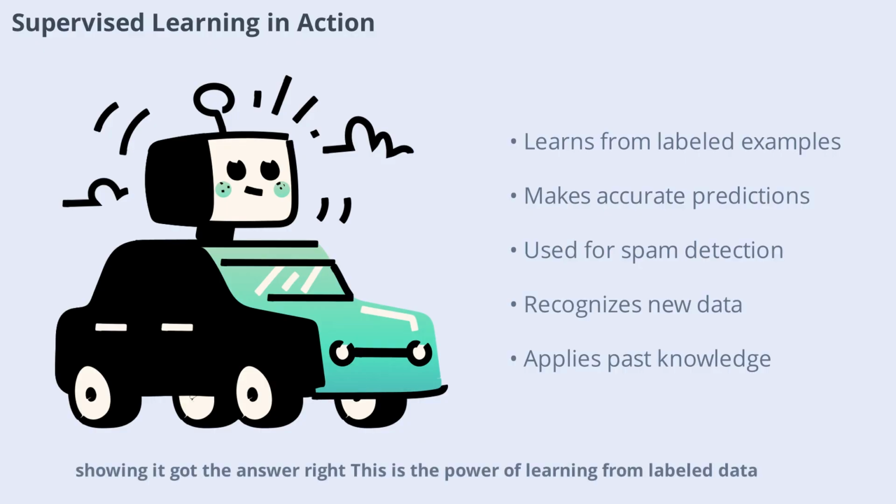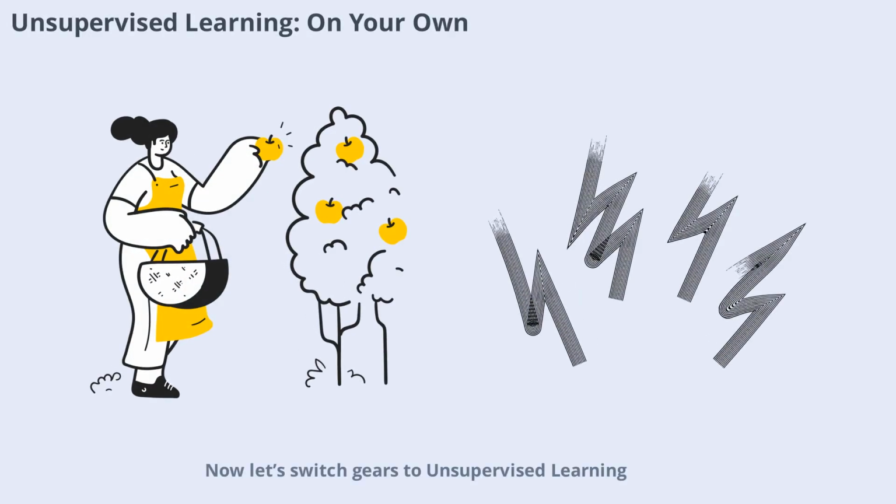In real life, this approach is used for things like identifying spam emails, recognizing faces in photos, or predicting house prices. The machine learns from past examples where the correct answers are already known, so it can make accurate predictions on new data. Now let's switch gears to unsupervised learning.